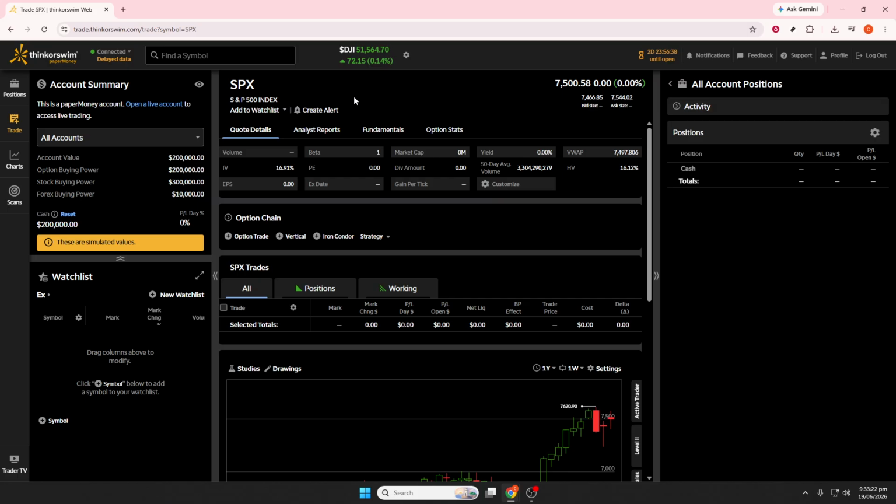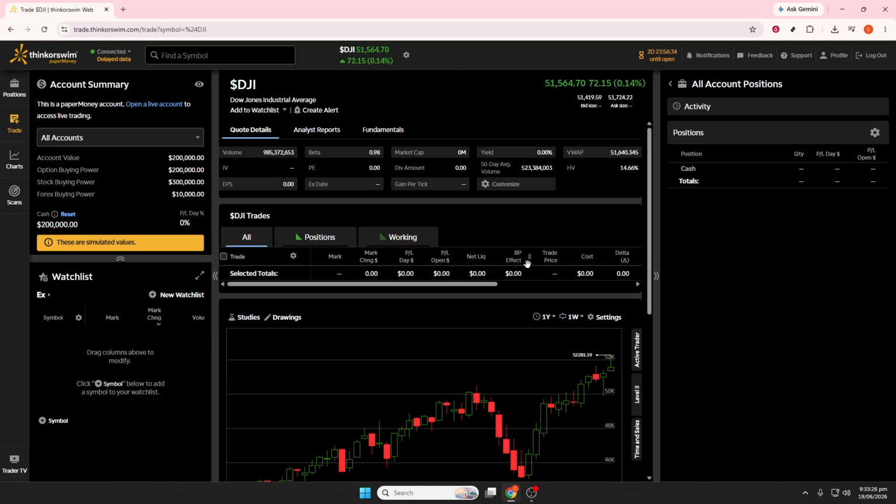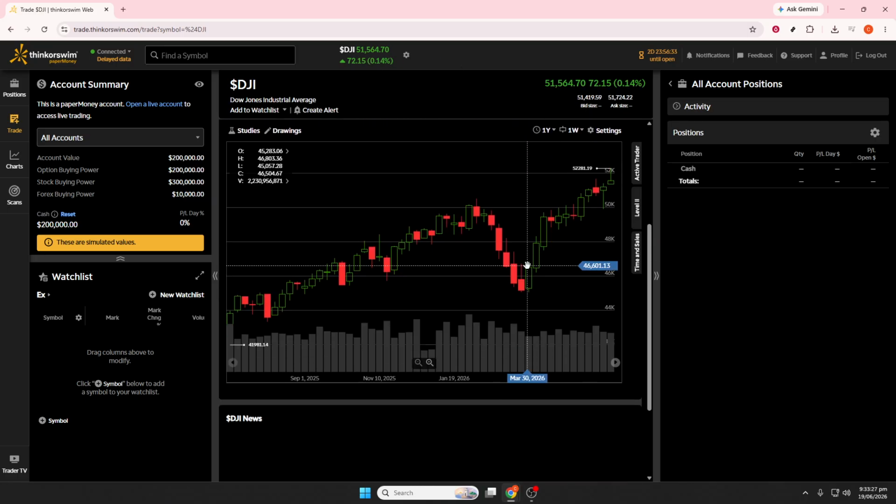After that, enter your position size. Depending on what you're trading, this could mean the number of shares for stocks, the number of contracts for options, or the lot size for Forex.